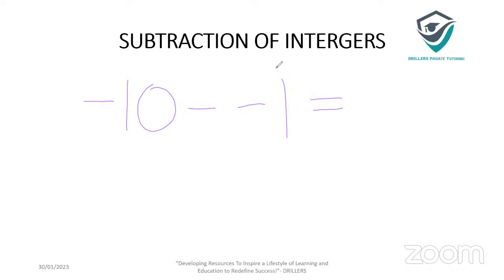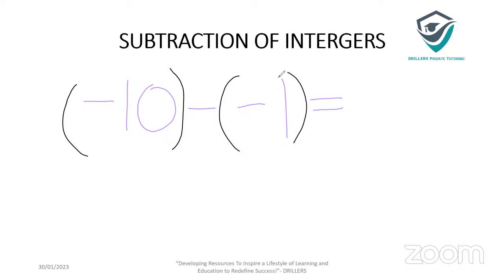So if we apply rules, I can just separate this using brackets. Let me use a different color. So if I want, I can say same signs, so we add and keep the sign of the larger number. Sorry, we add and keep the sign.